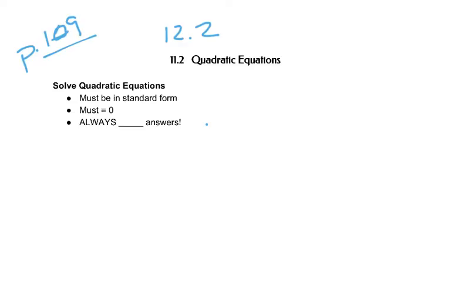So this is our 12.2. We're on page 109 now. And we're going to look some more at quadratic equations in this section. First of all, remember that quadratic equations must be in standard form. They must equal 0. And for quadratic equations, there will always be two answers. So we're looking for two answers each time we're solving them.